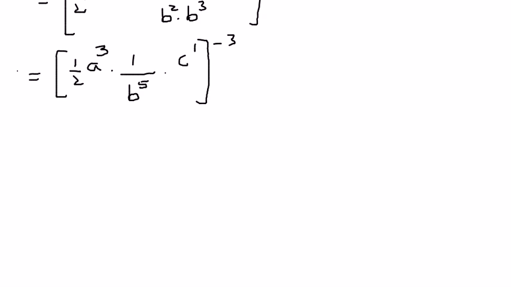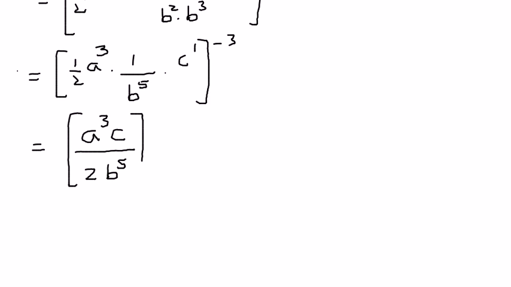Now we're going to put all of this together inside the brackets. So we have a to the power of 3 c divided by 2 b to the power of 5. This whole thing is raised to the power of -3. So now we'll apply the concept here and then try to distribute every one of the terms inside the bracket to the power of -3.